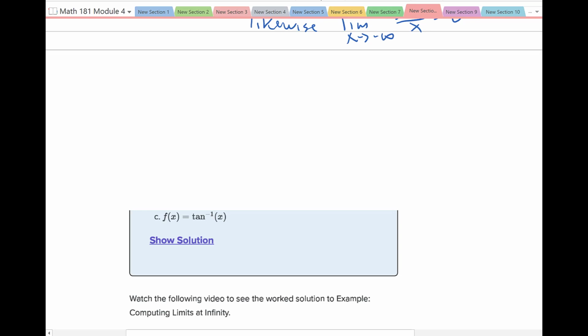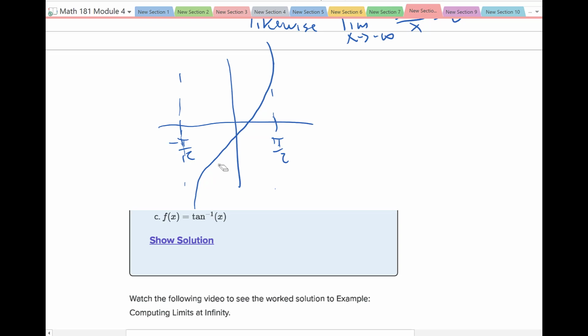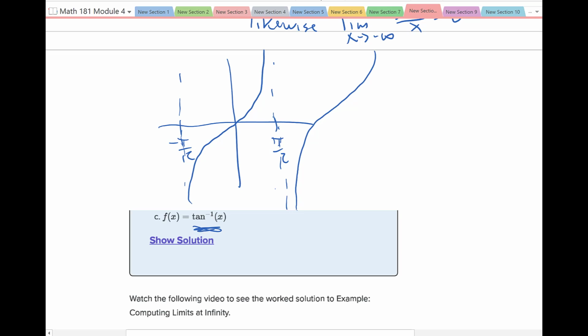We know what a tangent graph looks like. So if we were to graph this from negative pi over 2 to pi over 2, it looks something like this. I didn't draw that very well. It comes up, crosses at (0, 0), and goes up. And the next one does the same type of thing. So we know graphically what it's doing as it approaches pi over 2 from the left, and from the right. Now, this problem is actually talking about the inverse function.